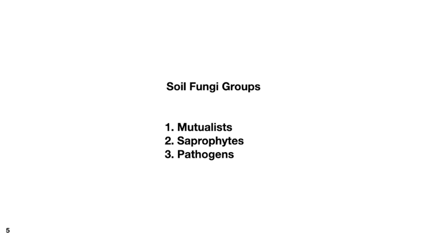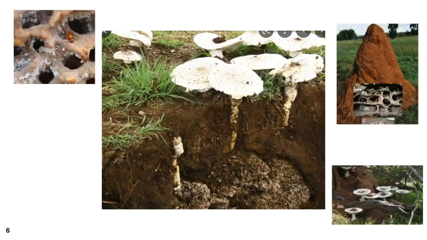Soil fungi groups can be categorized as having 3 major functions in the soil: mutualists, saprophytes, and pathogens. The first of this group, the mutualists, offer an array of benefits to plants and animals. There are examples of animals that choose to partner with and even farm fungi. Can you imagine? There are animals that farm. These include leafcutter ants, stingless bees, beetles, and termites.